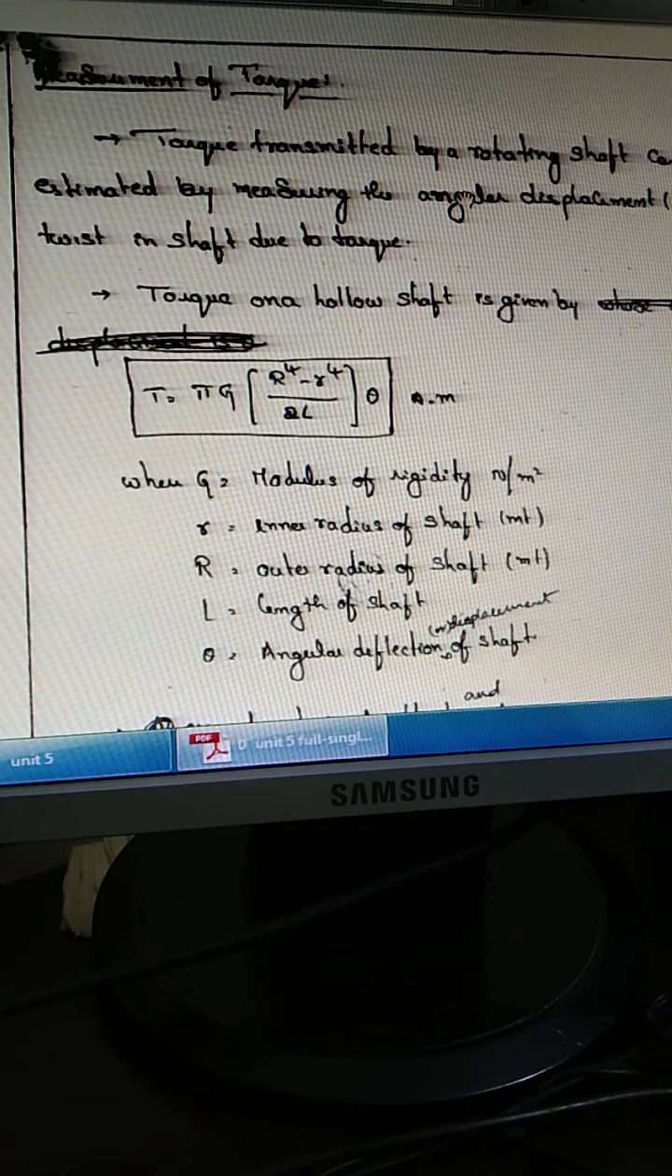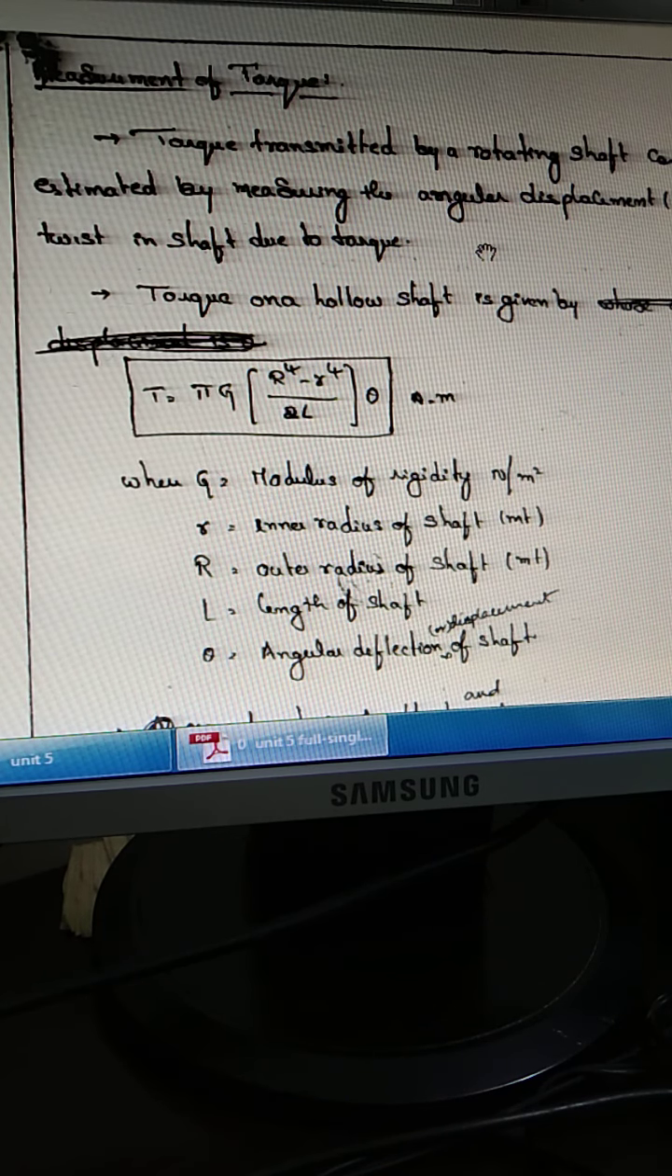In this class, we will discuss measurement of torque. Torque is defined as a twisting force which will rotate the body about an axis. And in the case of shafts which are connected between a load and a motor, the torque is the twisting force exerted in the shaft. This torque will be transmitted from the motor to the load.